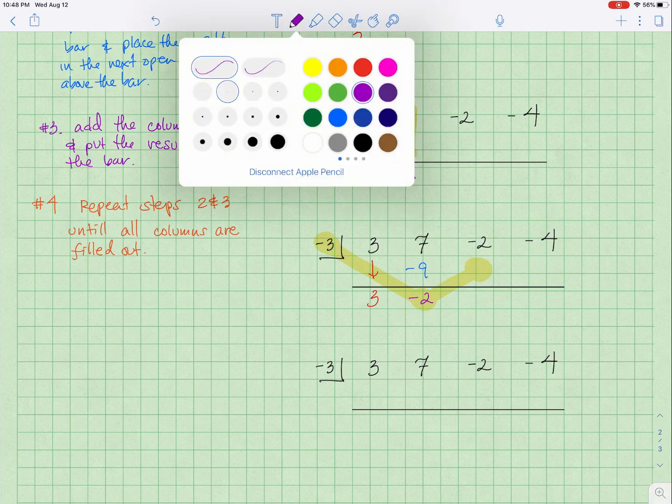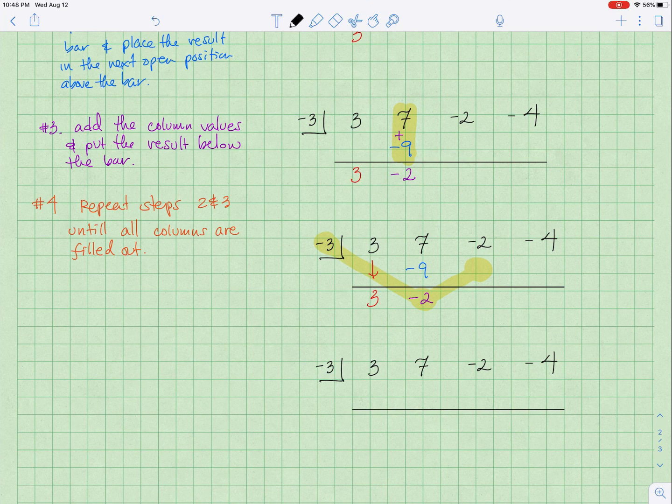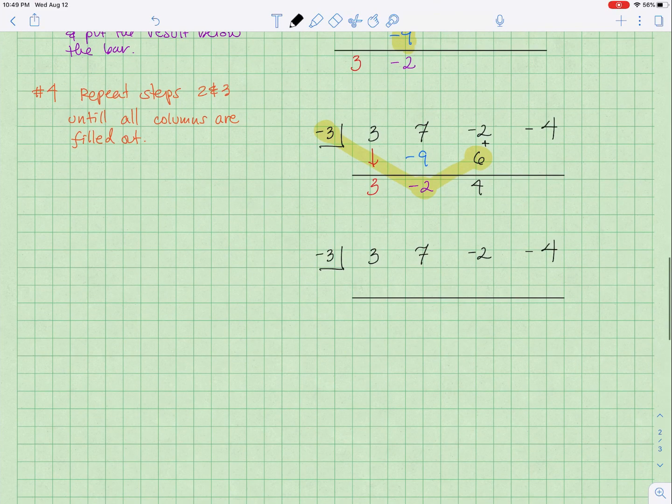So let's see here. Negative 3 times negative 2 is a positive 6. And then we'll add those together. And the result will be a 4. It's a little hard to color code this. Let's see. This was a 3. This was a negative 9. This was a negative 2. This was a 6. This was a 4. And we'll repeat this process.